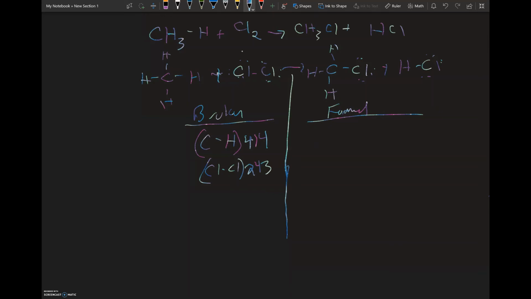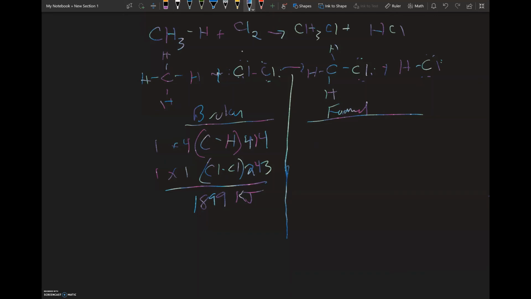If you look at the CH3H, that's CH4, so you have 4 CH bonds. You have 1, and now the balanced equation is 1. So we're going to do 1 times 4 times 414. That gives me 1656. And then we're going to add that to 243, because that's the Cl2. And that gives me 1899 kilojoules for the left-hand side, the reactants.